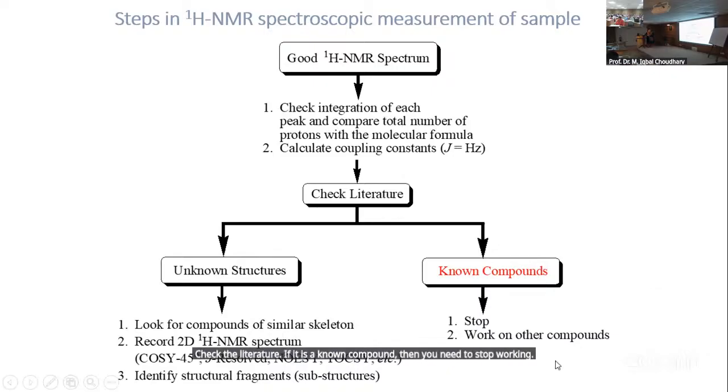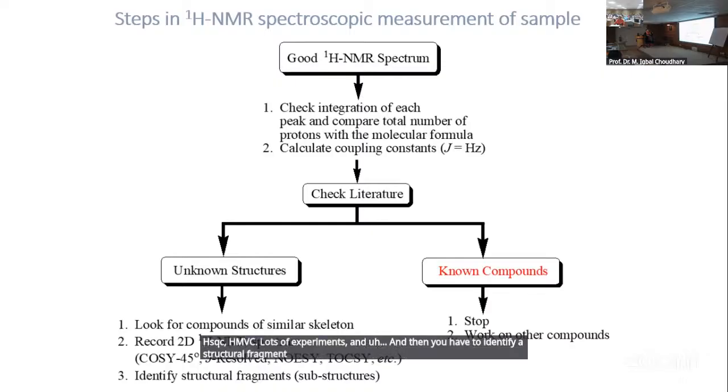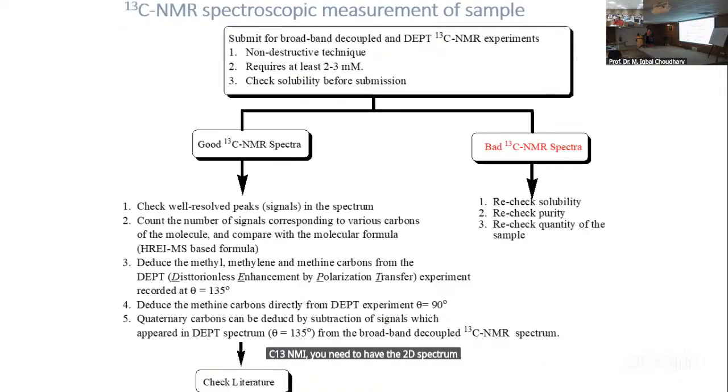And if you have an unknown compound, then you need to go for other techniques like COSY, J-resolve, NOESY, TOCSY, HMQC, HSQC, HMBC, lots of experiments. And then you have to identify a structural fragment. For an unknown compound, proton NMR alone is usually not enough to get the structure. You need to have C13 NMR and also the 2D spectra.